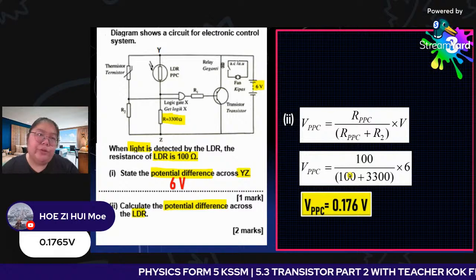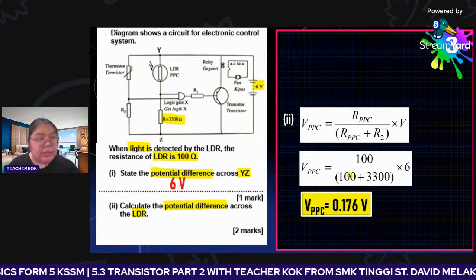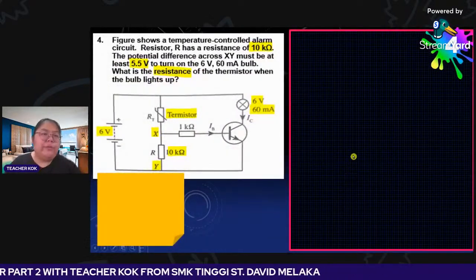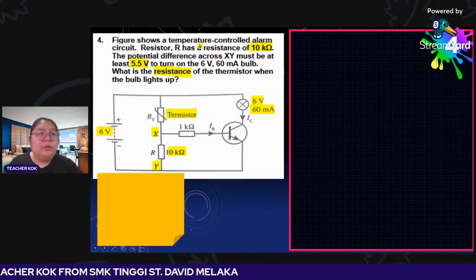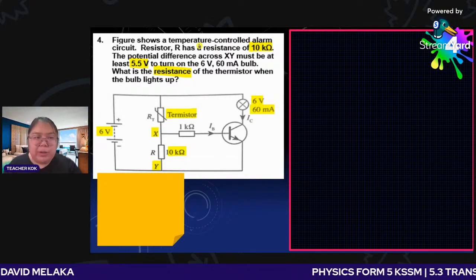0.176 volt. Okay, so this one is the answer when you just apply the voltage divider. Then we go to number 4. Okay, now, Esther, correct. When I just shout Esther, then Esther comes out already.